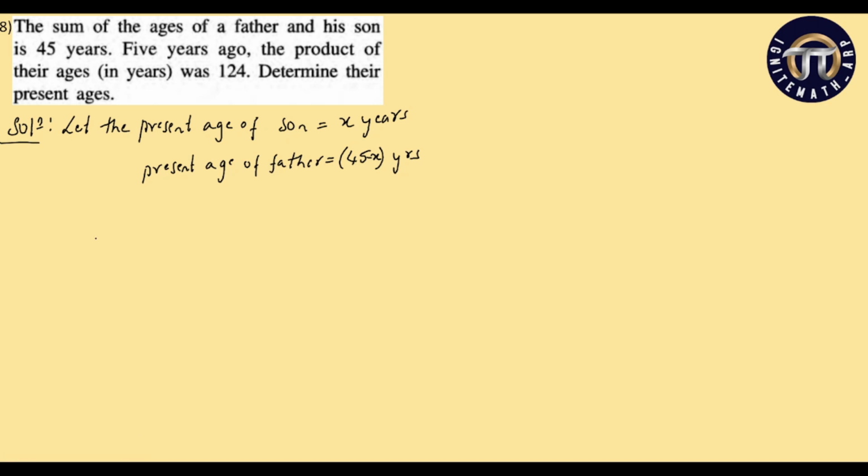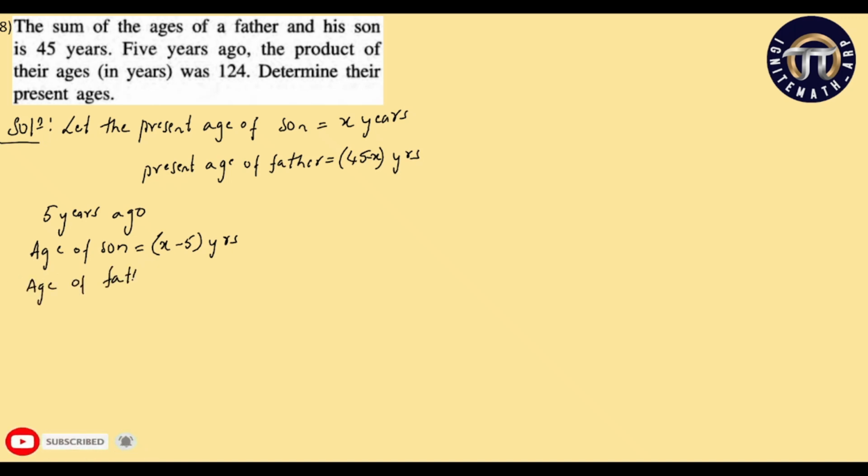So now 5 years ago, right? So 5 years ago, what was the age of son? The age of son is equal to x minus 5 years. Clear, right? x minus 5 it is. Present age of father is 45 minus x. Again 5 years back it is minus 5, so it is going to be 40 minus x years. This was the age of father 5 years ago.